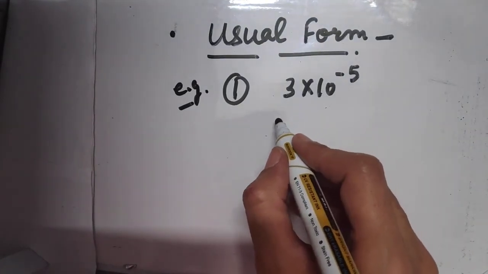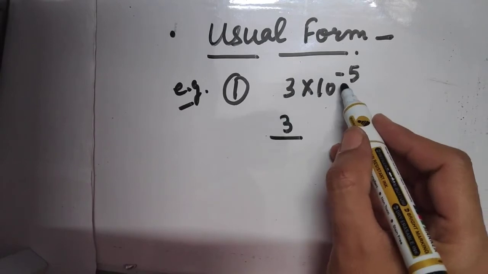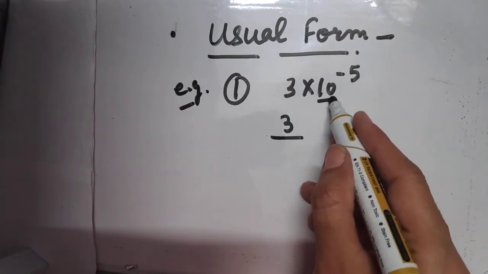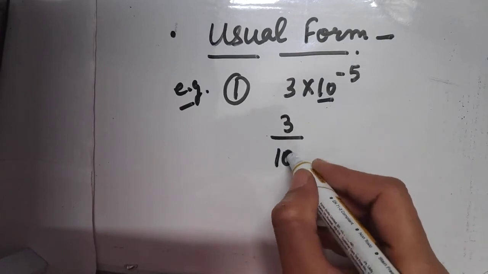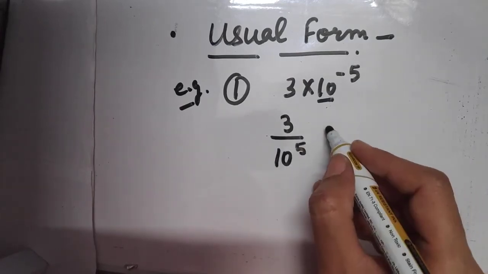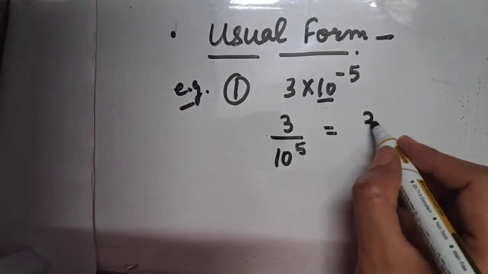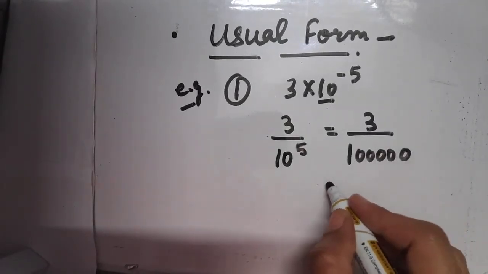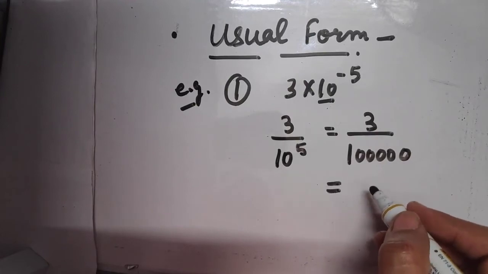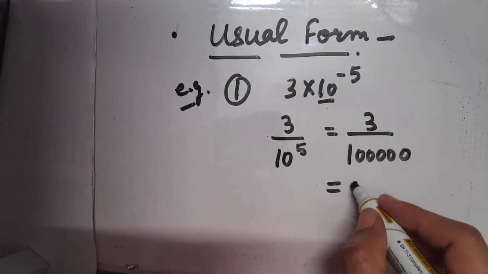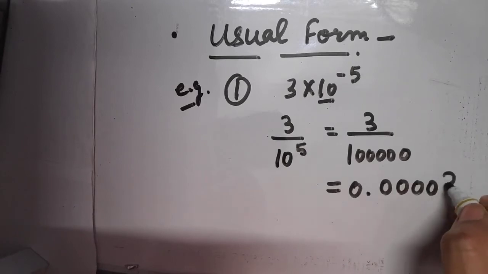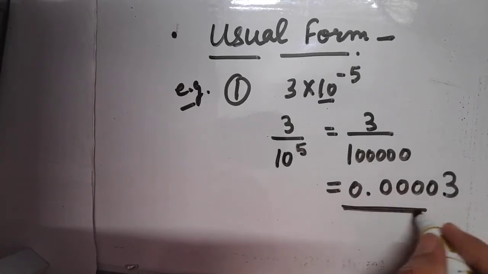It will be 3 divided by, as the exponent is negative, to make it positive I need to take the reciprocal of the base. Base is 10, so I am writing it in the denominator. So it will be 3 by 1, 2, 3, 4 and 5 zeros. After the decimal we should have 5 digits. So it will be 0 decimal 1, 2, 3, 4 and 5. So this will be the answer.